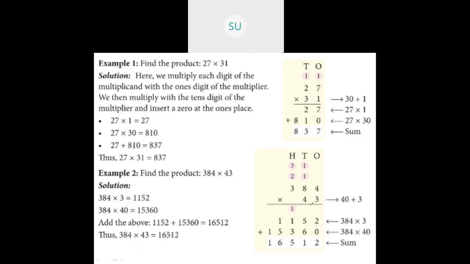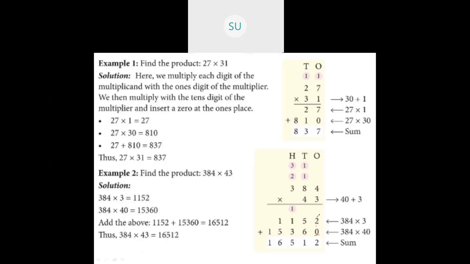Now we'll multiply with the tens digit, that is 40. So we'll do 384 into 40. The 0 of the 40 we'll write here in the ones place. And then we'll multiply with 4. So 4 fours are 16. So we write 6 and carry over 1. 4 eights are 32 plus 1 is 33. So write 3 and carry over 3. Then 4 threes are 12, and 12 plus 3 is 15.